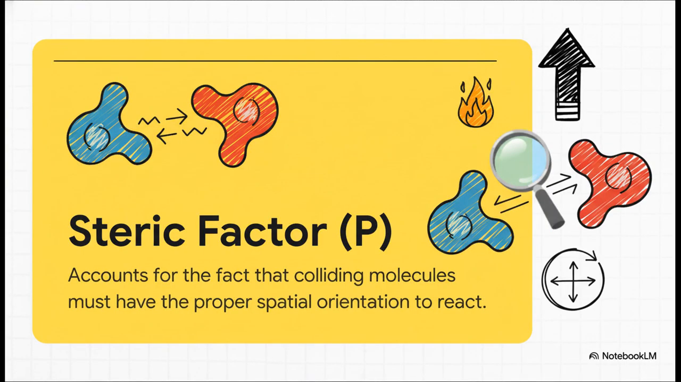But wait, there's one more piece to this puzzle. Even if two molecules collide with a ton of energy, they also have to be facing the right way. This is what we call the orientation or steric factor. Think about it. If they hit each other backwards or side on, the right atoms won't be in place to form new bonds. They'll just bounce off each other, no reaction. So for a successful reaction, you need two things: enough energy and the correct orientation.